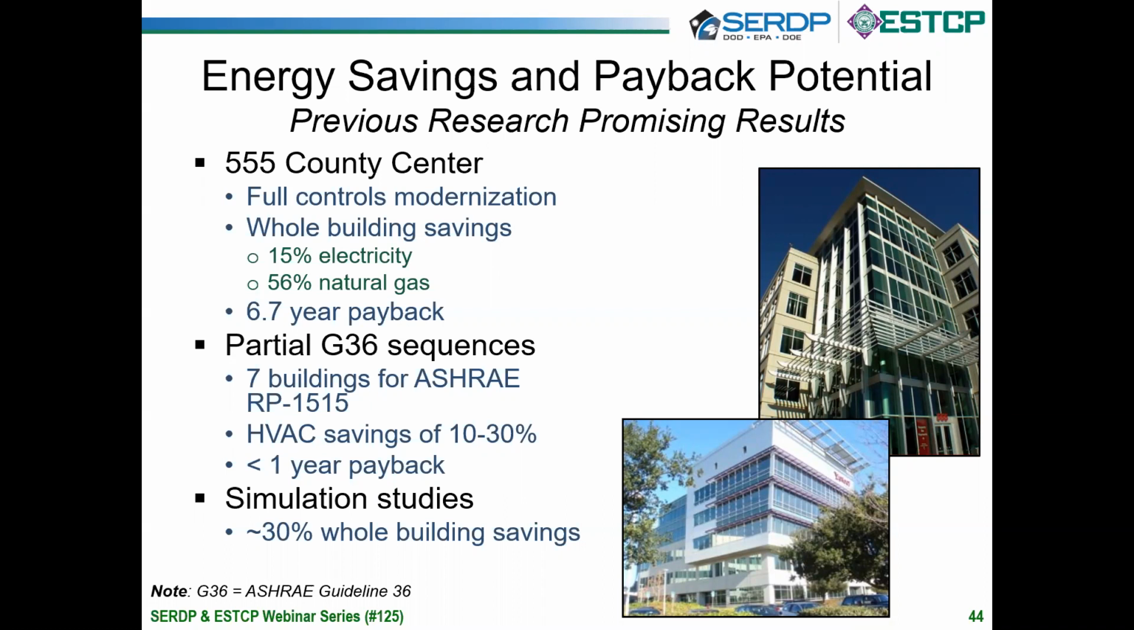And then finally, there have been quite a few published peer-reviewed simulation studies of various kinds of controls opportunities that show up to about 30% whole building energy savings. This was mentioned earlier by Joe and David for advanced control sequences, such as the ones in Guideline 36.